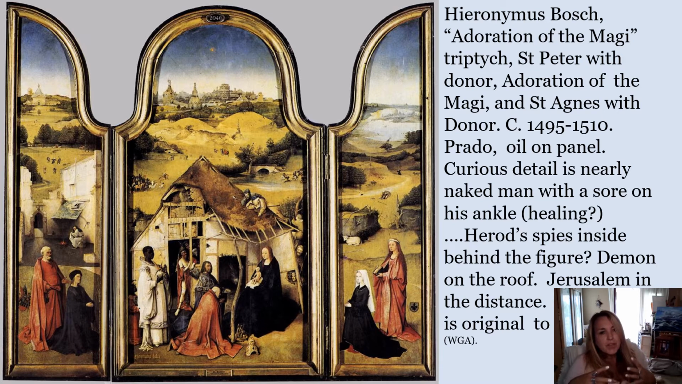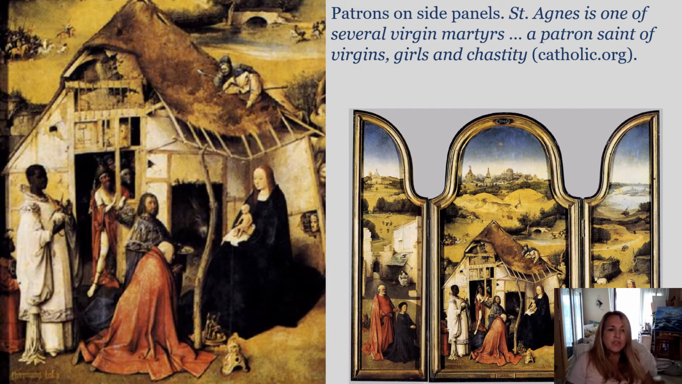And this was a time of incredible superstitions. Some of these symbols and whatnot are perhaps lost to us. So, patrons on side panels. Saint Agnes is one of several virgin martyrs, a patron saint of virgins, girls, and chastity. This gives you a little bit of a detail. Mind you, it's a little blurry because I've blown it up. And you also see this kind of alien-looking Christ figure as well, the infant. It's certainly not as developed as it's going to get during the middle of the Italian Renaissance.